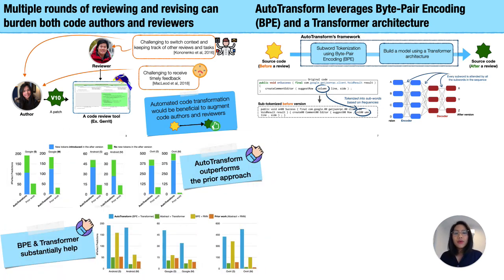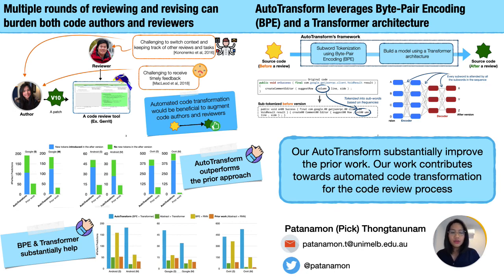And our empirical evaluation with 3 open source projects shows that our AutoTransform outperformed the prior work, and we also found that BPE and Transformer used in AutoTransform substantially help to improve the accuracy. And these results highlight that our AutoTransform substantially improved the prior work, and the results and insights from our work also contribute toward automated code transformation for the code review process.